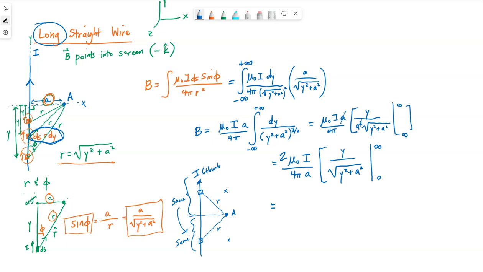Let's see here. I'm going to simplify this. So out here, I'm going to have mu naught and an I and 2 pi a. I'm still running into the same issue, though. If I plug in infinity, I'm still getting infinity over infinity. But if I plug in 0, I get 0. So we still need to figure out this upper limit, plugging in the infinity. Now, the trick I like to do in this case, and it's not really a trick, is multiplying both top and bottom by 1 over y.